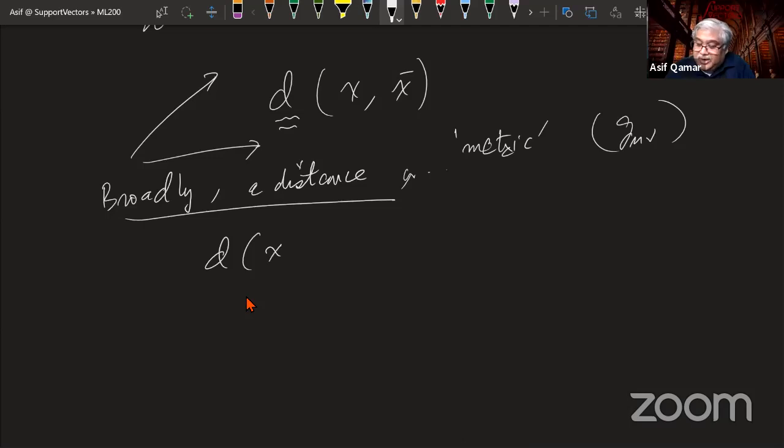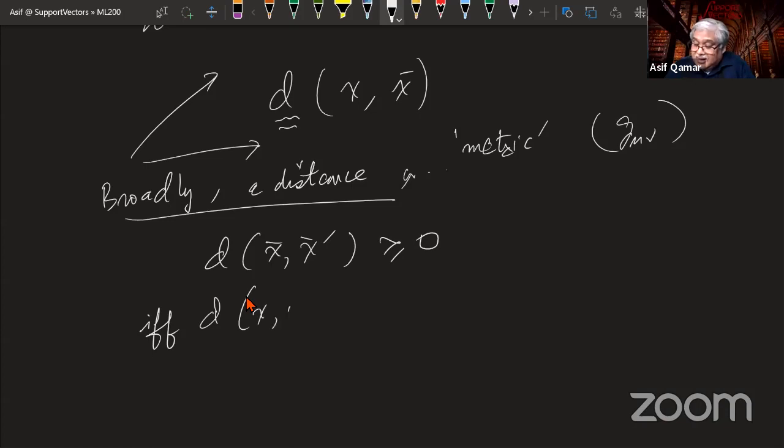Distance is something that has the following properties. The distance between 2 points, x and y, or maybe let me just use x and x prime, the distance between x and x prime is always greater than or equal to 0. In other words, it's a positive definite quantity. Does that make sense? Distances are always positive, right?